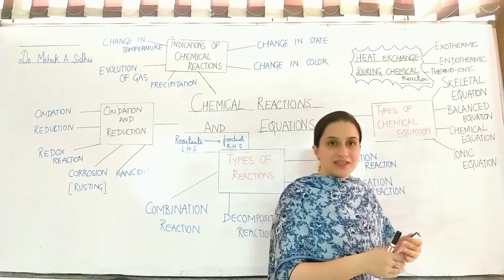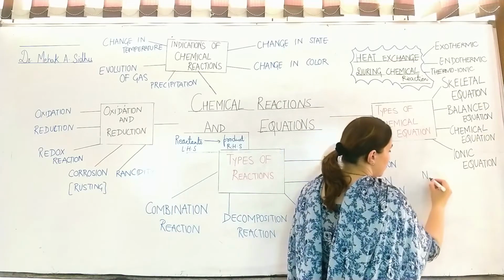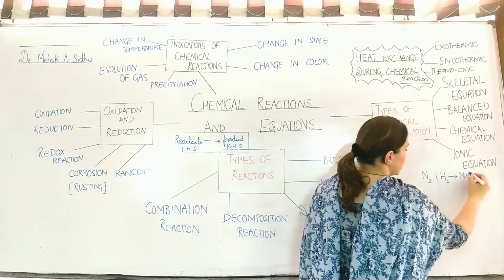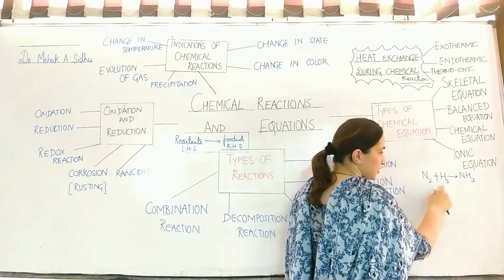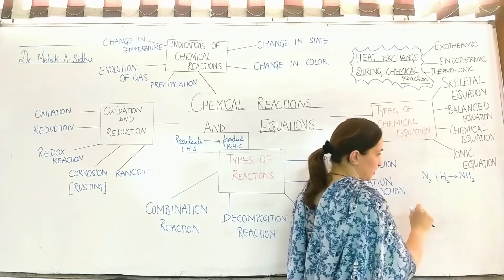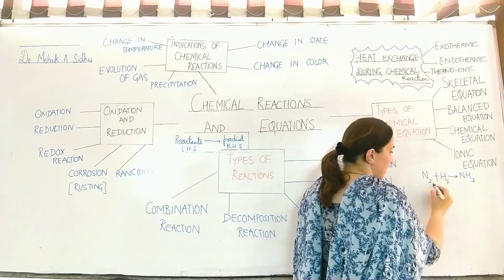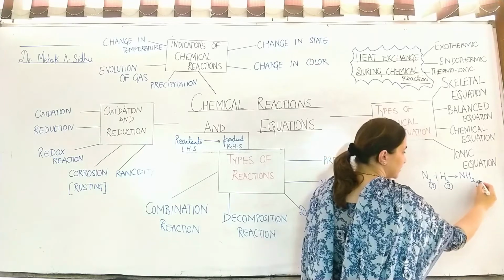There are a few reactions which are to be written in ionic forms also. I am just giving an example quickly. Formation of ammonia: nitrogen combines with hydrogen to form ammonia. This reaction is formation of ammonia from nitrogen and hydrogen. This is also known as Haber's process and it occurs in the presence of a catalyst. But in this case, both are gases reacting to form a gas.